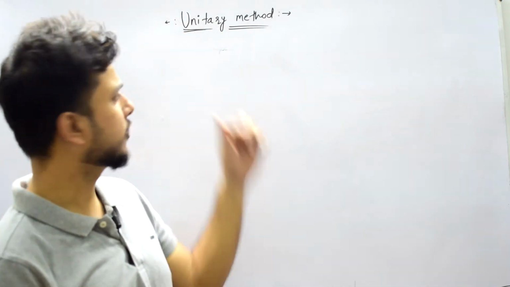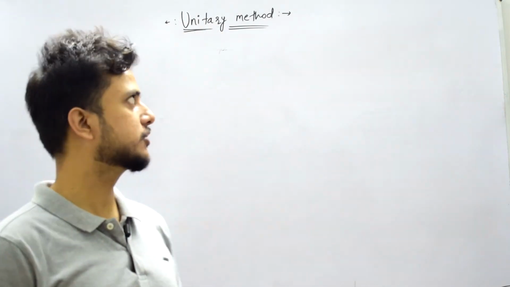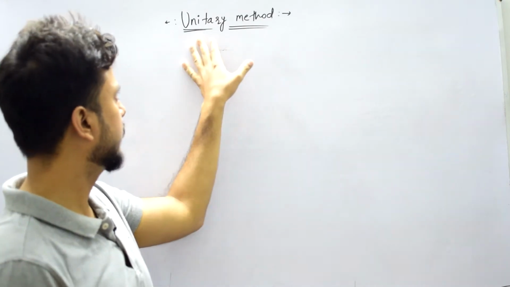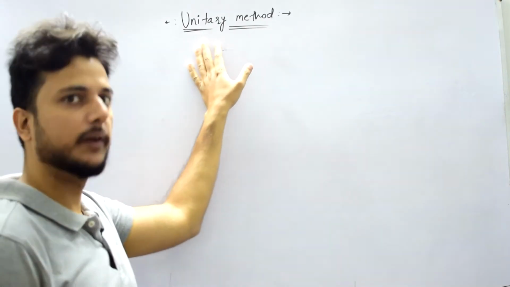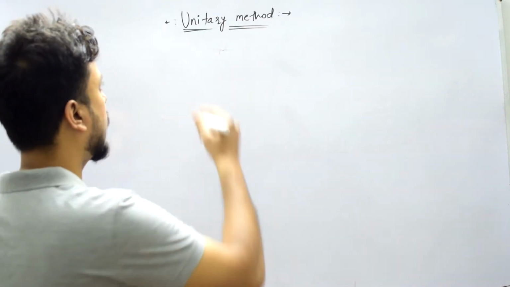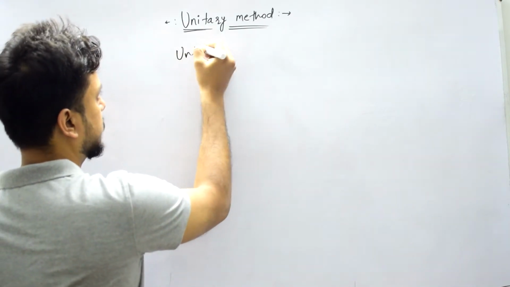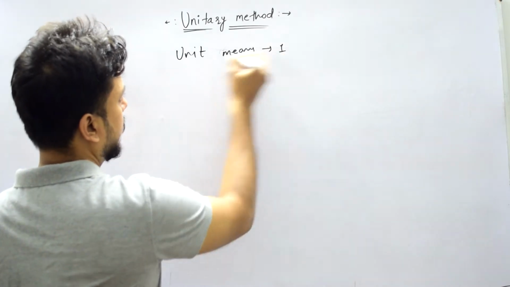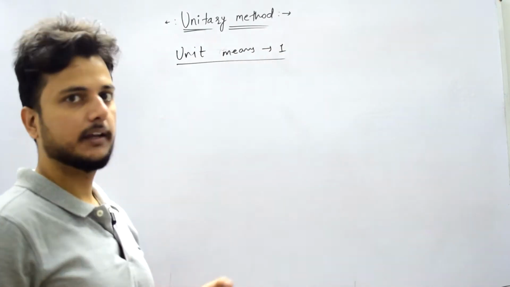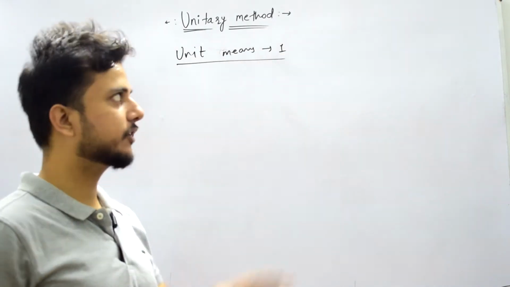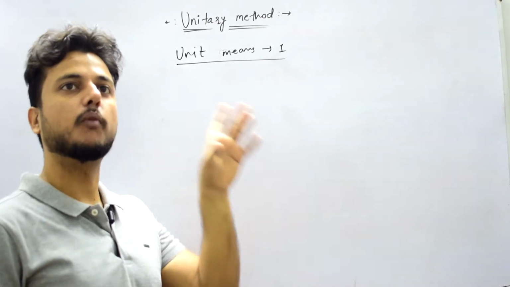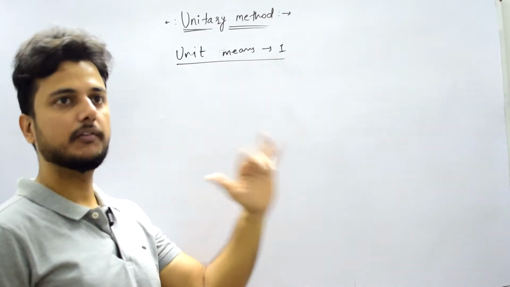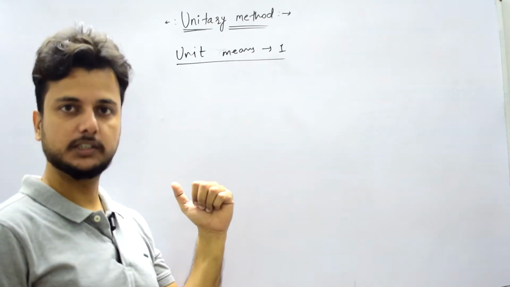Okay, so today our topic is unitary method. This word unitary comes from the word unit. Unit means one. That means whatever our question will be, first of all we have to find the value of one item. Then we will find out whatever the question asks.